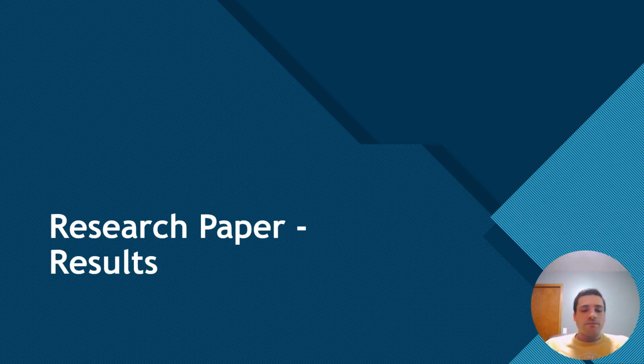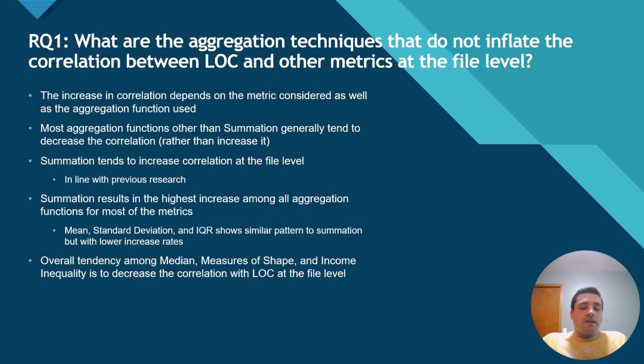So now I'll talk about the results related to their research questions. Research question number 1, I'll repeat, was: what are the aggregation techniques that do not inflate the correlation between lines of code and other metrics at the file level? What they found was that the increase in correlation depends on the metric considered as well as the aggregation function used. Most aggregation functions other than summation generally tend to decrease the correlation rather than increase it. In line with previous research, they found that summation tends to increase correlation at the file level.